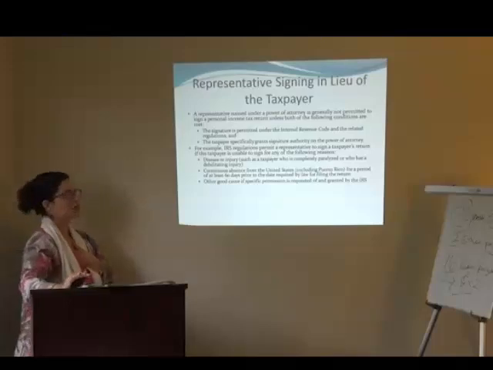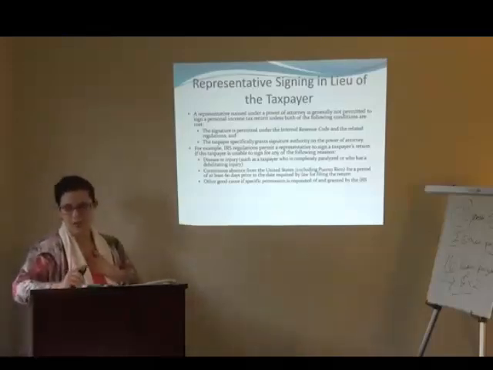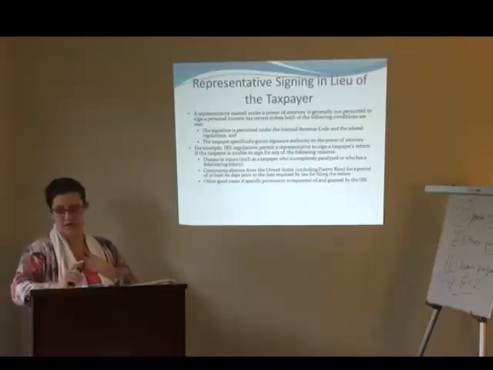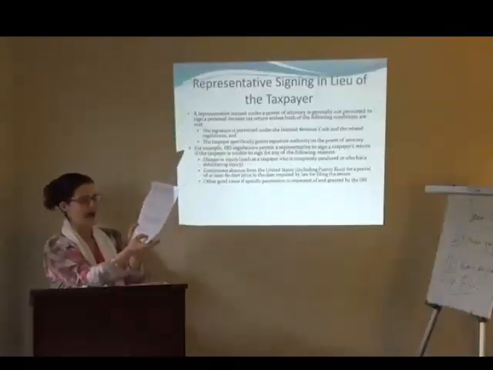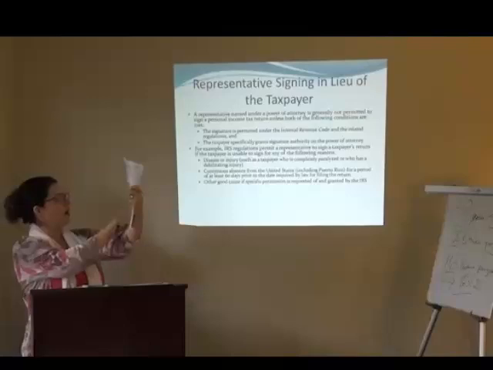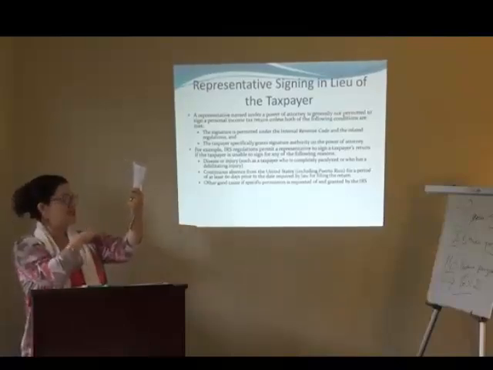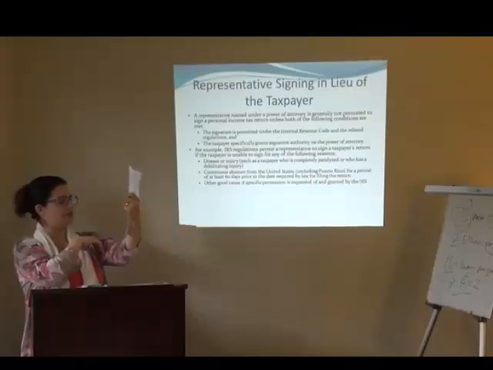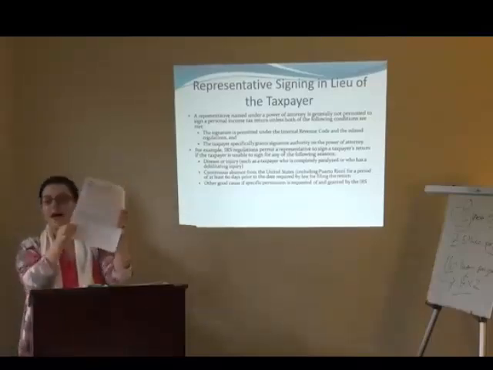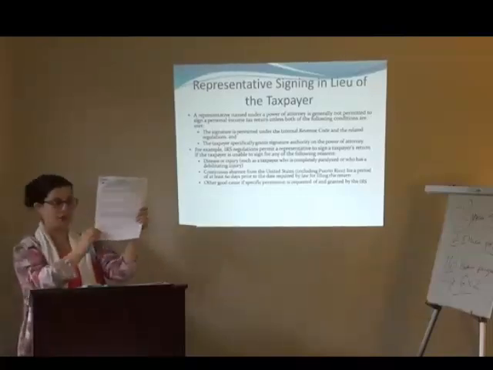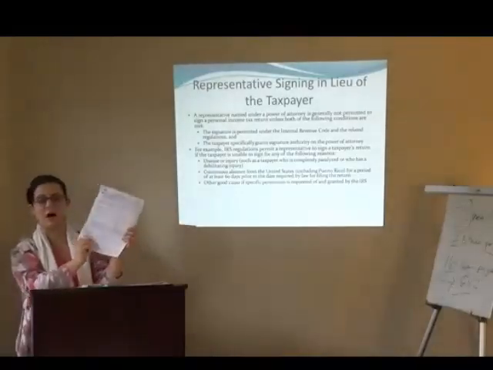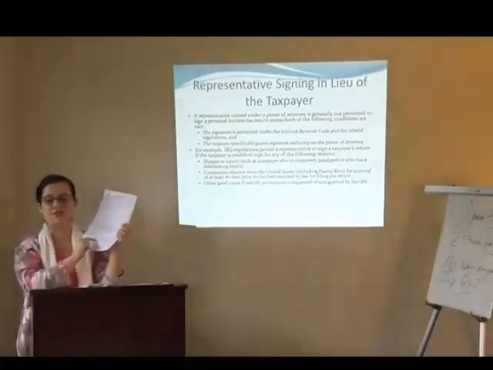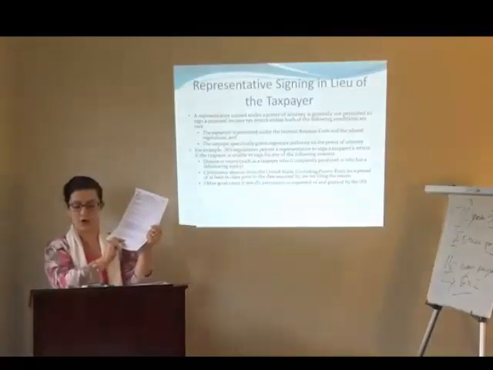They are not permitted to sign a tax return unless the signature is permitted under the Internal Revenue Code and the taxpayer specifically grants the signature authority on the power of attorney. That is not something that's automatic, okay? They have to have that box checked right here that says additional acts authorized. In addition to the acts listed above, I authorize my representative to perform the following acts. You have to have authorization to authorize disclosure to third parties, substitute or add an additional representative, and also sign a taxpayer's return. That is not automatic. Those three things, the taxpayer needs to check those boxes before you are allowed to do any of those things.